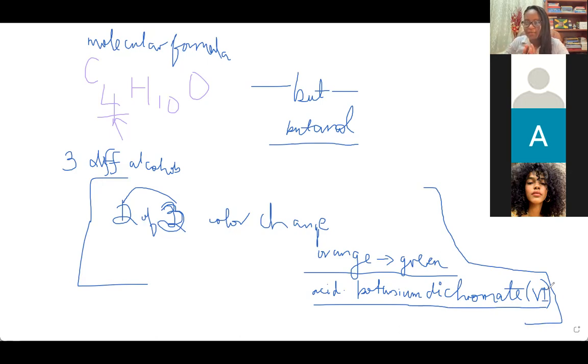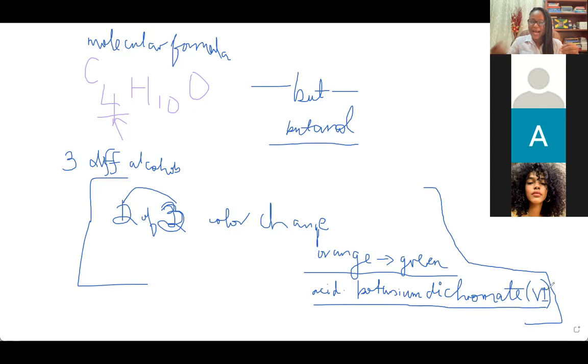So potassium dichromate is an oxidizing agent. It's going to oxidize the alcohol. It can oxidize 2 of the 3. One is not oxidizable, and that should give you a hint as to what the structure might be. But 2 of them are oxidizable by potassium dichromate.